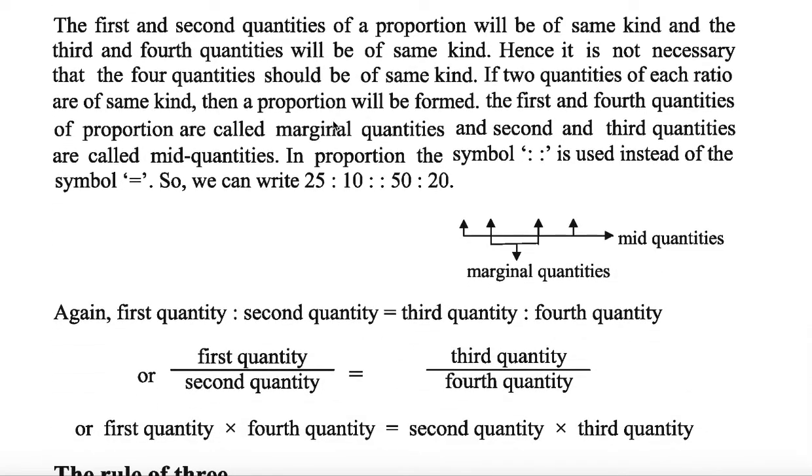The first and second quantities of a proportion will be of the same kind, and the third and fourth quantities will be of the same kind. Hence it is not necessary that all 4 quantities should be of the same kind. If the 2 quantities of each ratio are of the same kind, then the proportion will be formed. The first and fourth quantities of a proportion are called marginal quantities, and the second and third quantities are called mid quantities. In proportion, the symbol double colon is usually used instead of the symbol equal. So we can write 25 is to 10 double colon 50 is to 20.